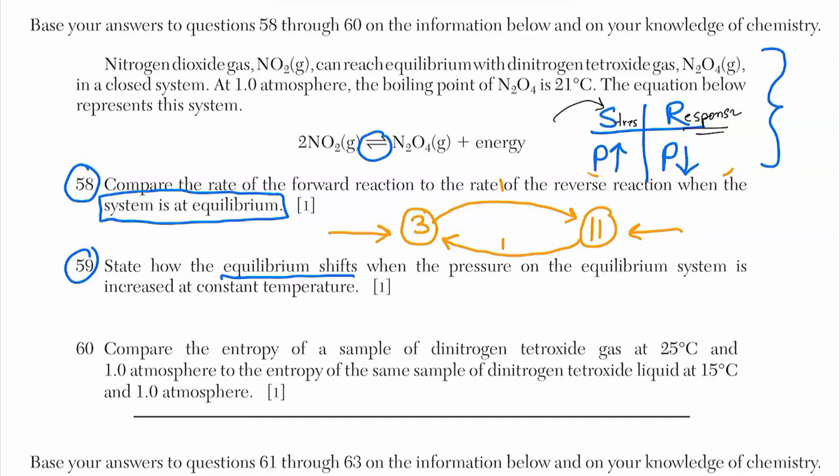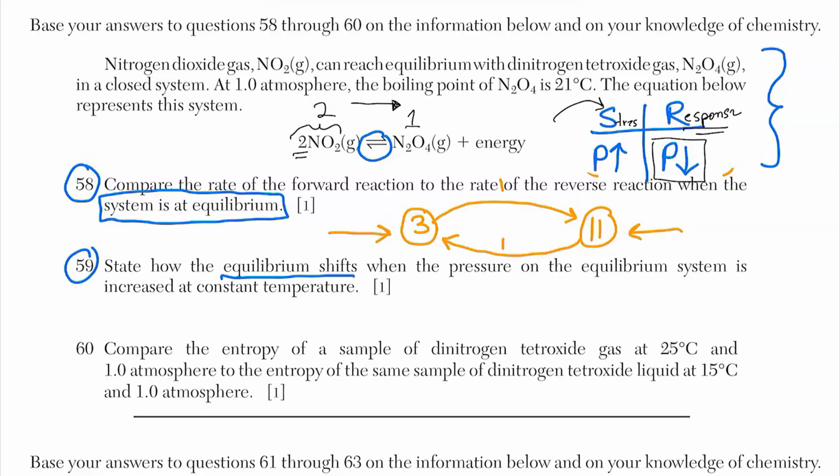Okay, so in my problem here, on the reactant side, I can see there's 2 moles of gas. On the product side, I see there's 1 mole of gas. So if the reaction wants to lower the pressure, doesn't it make sense it's going to shift to the side with less moles of gas?